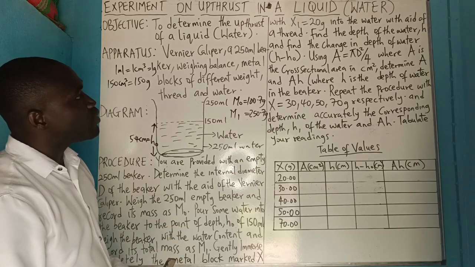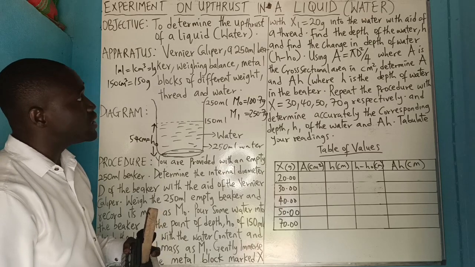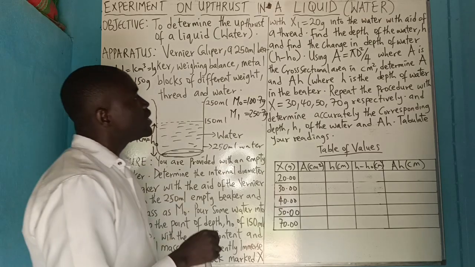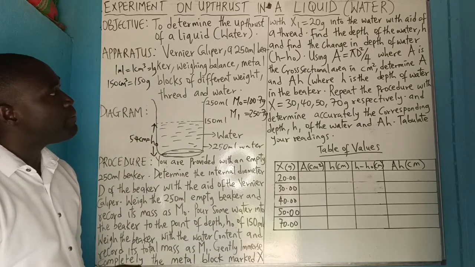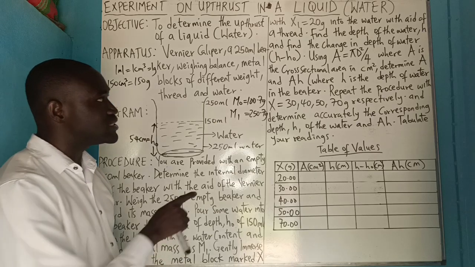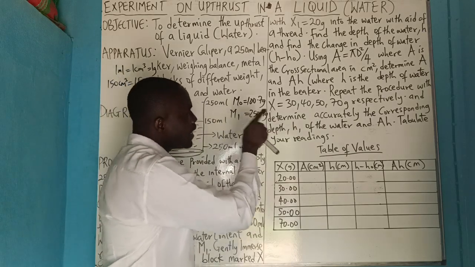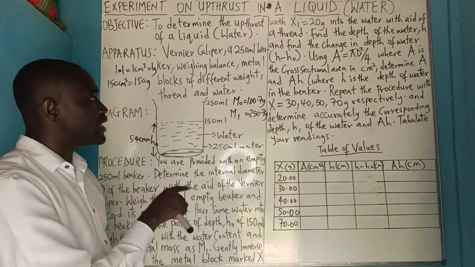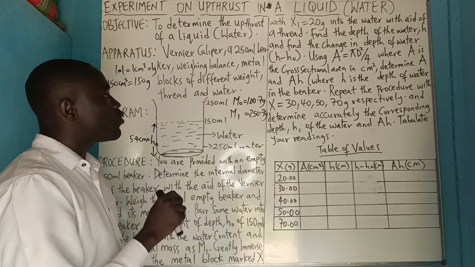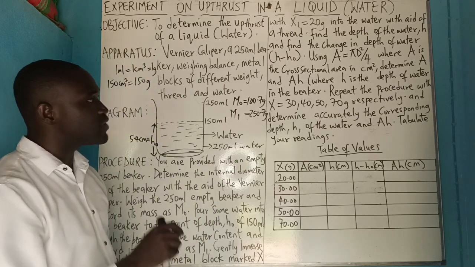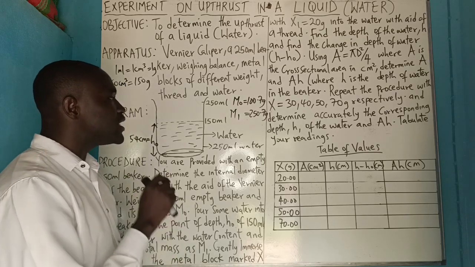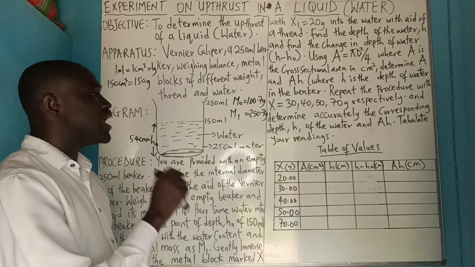Then they say find the depth of the water h and find the change in depth of water, h minus h0, using A equals pi d squared over 4, where A is the cross-sectional area in cm squared. Determine A and Δh, where h is the depth of water in the beaker. Repeat the procedure with X equals 30, 40, 50 gram respectively, and determine accurately the corresponding depth h of the water and Δh.